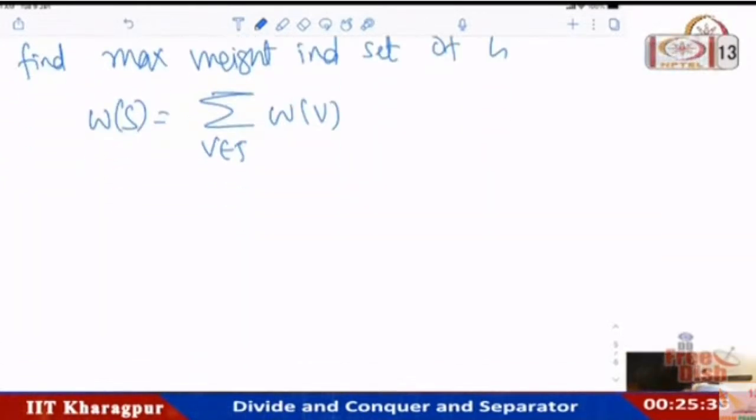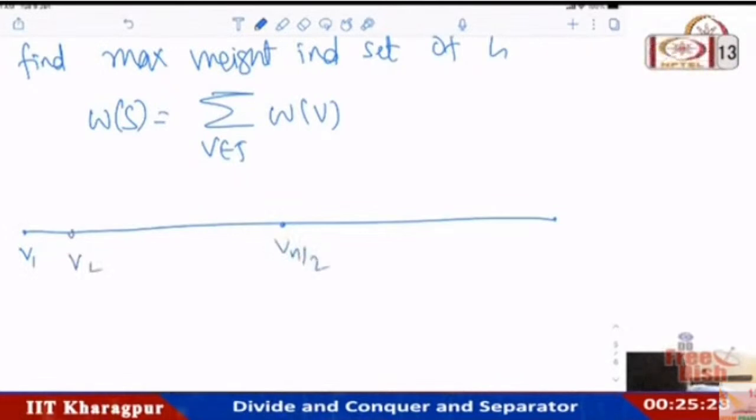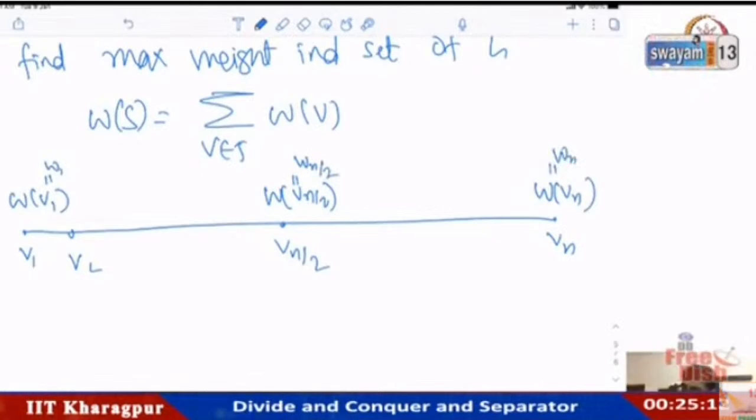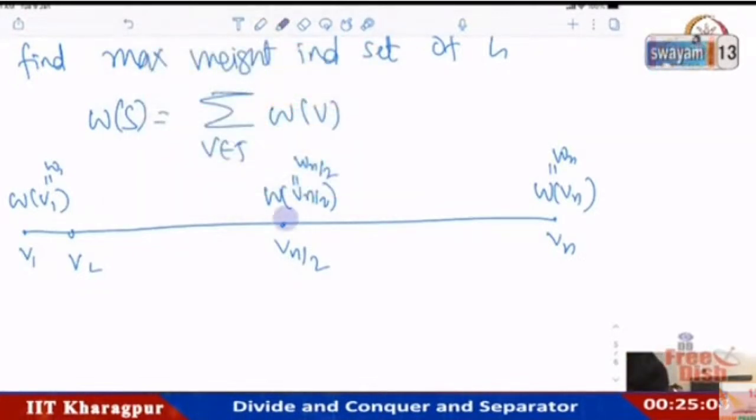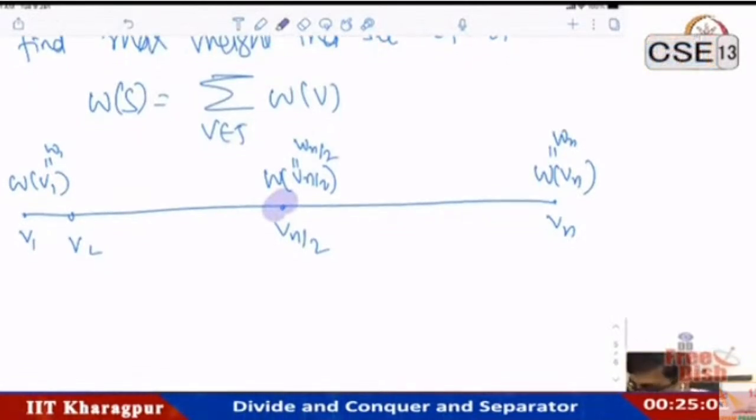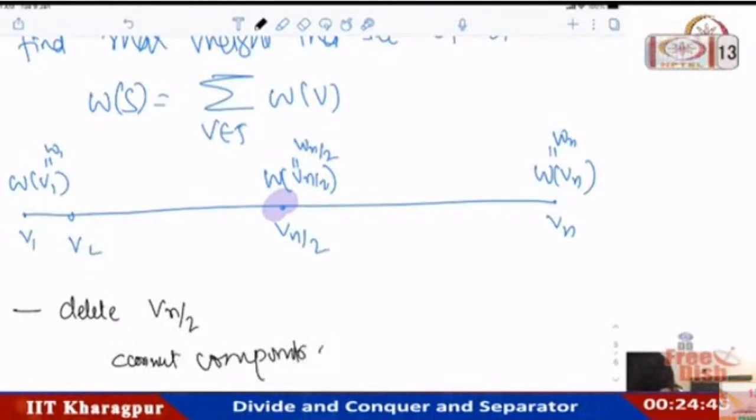Okay. So now what is given to me is some path, v1, v2, v n over 2, and vn, and there are some weights, let's write them w n over 2, wn. Now let's look at the middle vertex. This is the middle vertex. What is the property? Deleting v n by 2 has the property that you get connected components of size at most n by 2.